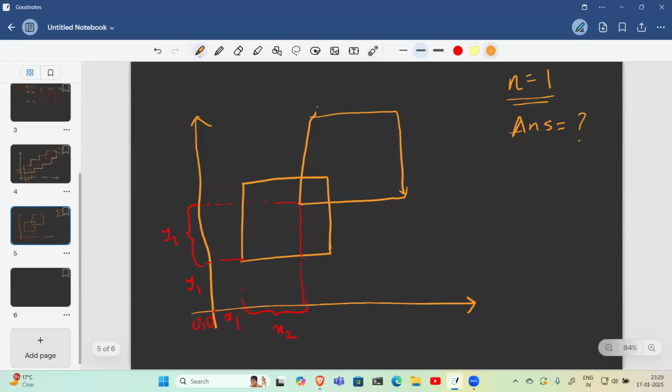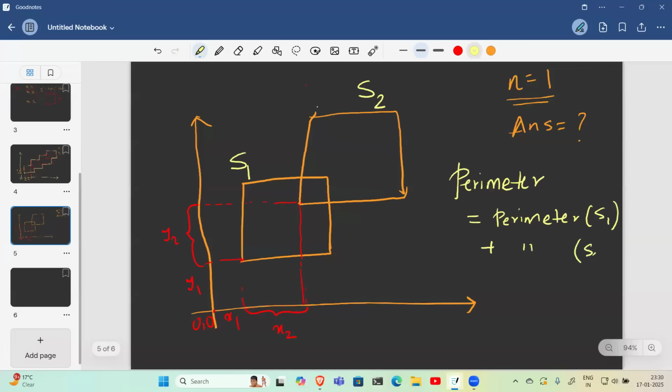Basically, don't you think that we have two squares? If we have two squares and we need to find the perimeter, suppose I call this square S1 and this square S2. So the perimeter of this entire shape, isn't it simply the perimeter of S1 plus the perimeter of S2 minus some duplicate region? Minus the duplicate boundary, something which we have counted twice. Basically, what do I mean?